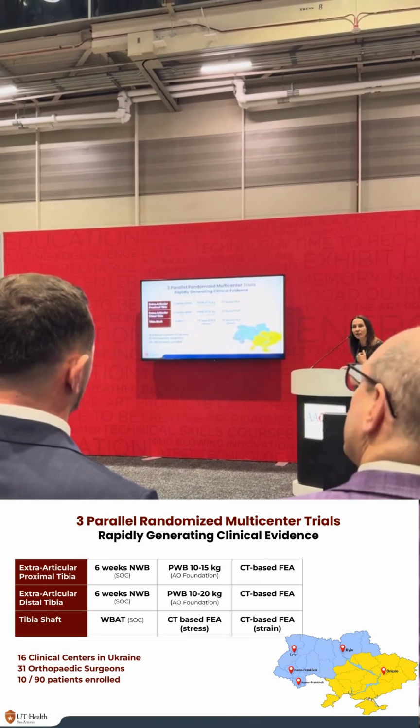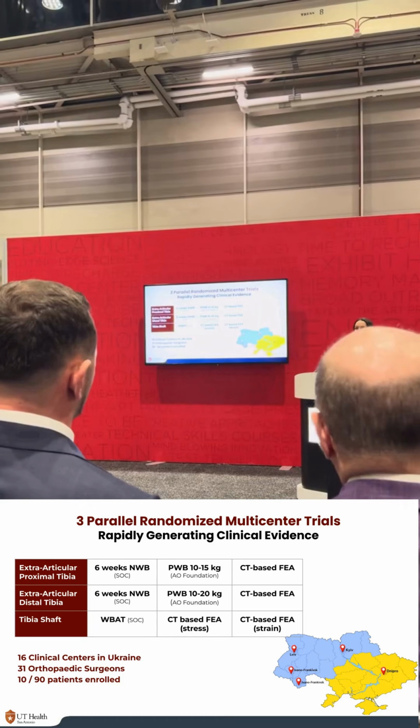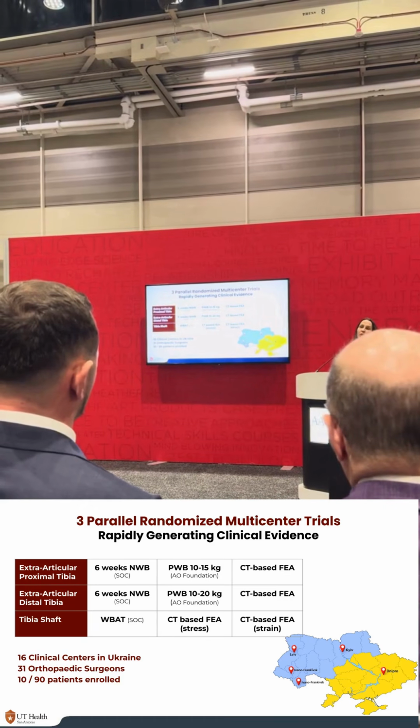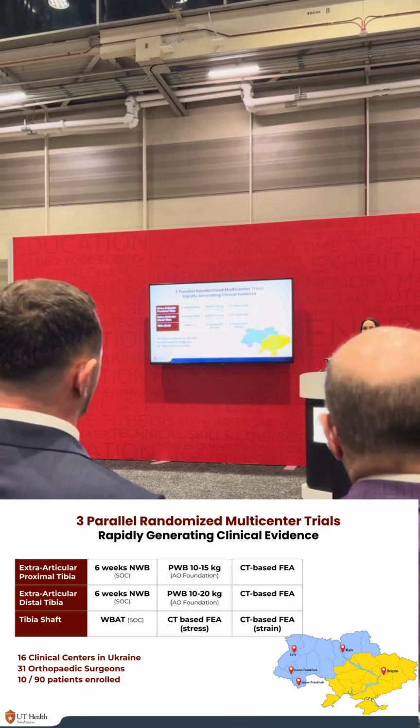We have 16 clinic centers that are involved. We have 31 orthopedic surgeons that are doing this. And so far we started clinical trials and we have 10 patients enrolled out of 90.